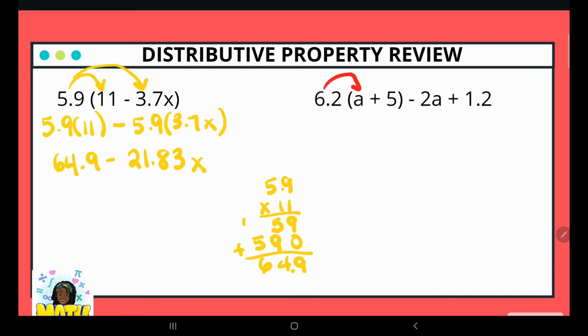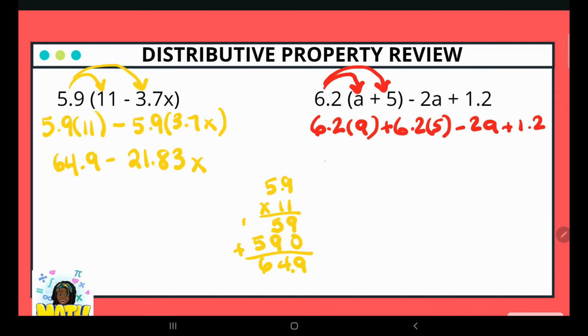So here, if you notice, the distribution would only apply to the a and the 5 because the minus 2a is not inside the parentheses, and that now is just a second part of the problem. So here, 6.2 times a, we'll write that like this, and then 6.2 times 5. And then we're going to just bring down the rest of the problem. Okay. Now we're going to go ahead and multiply.